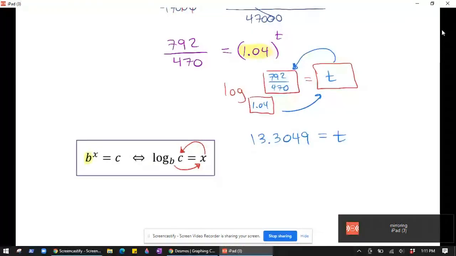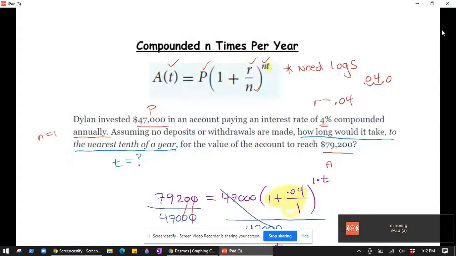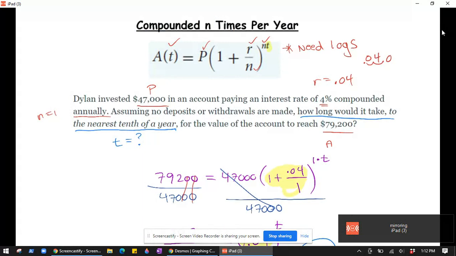So this is the tenths place. I will examine the number to the right. That's 4 or less. So I write 13.3. So 13.3 years. That is how long it is going to take Dylan for his account to reach that amount.